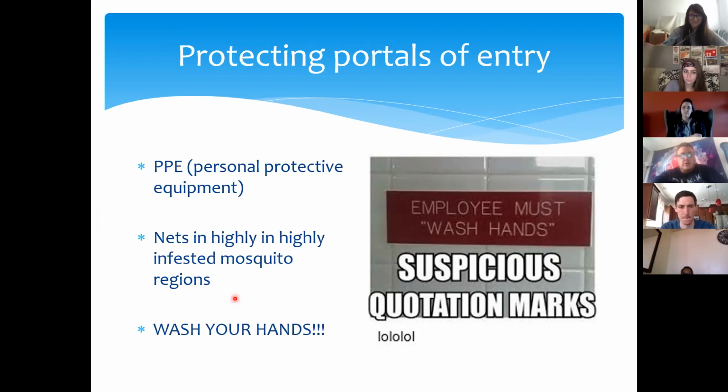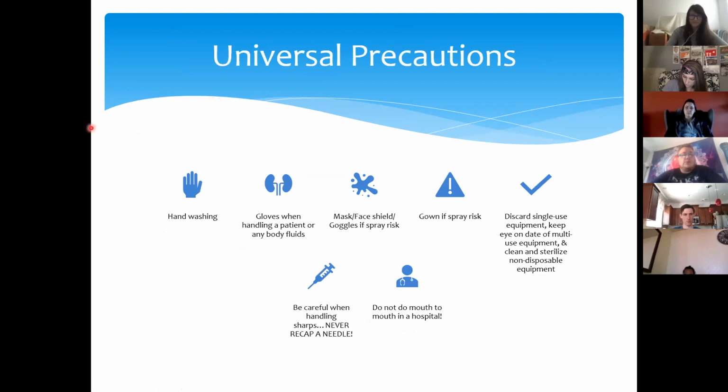So in areas where there's high mosquitoes, nets can be a form of PPE. Wash your hands. Even if you're not washing with soap and water before and after you go into every room, foaming in and out. So using that alcohol foam protects you and it protects your patients as well. So universal precautions. This is going to be what you do with every patient. Hand washing or foaming in and out.